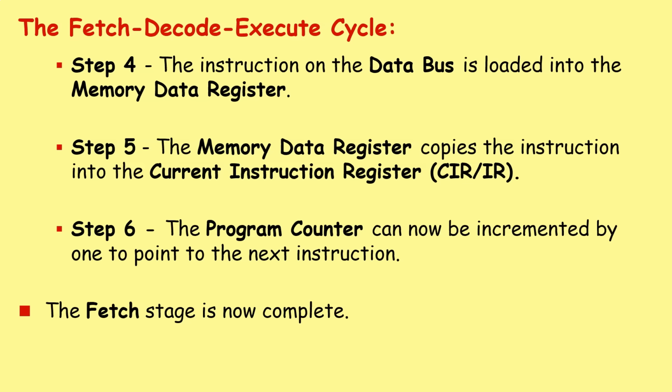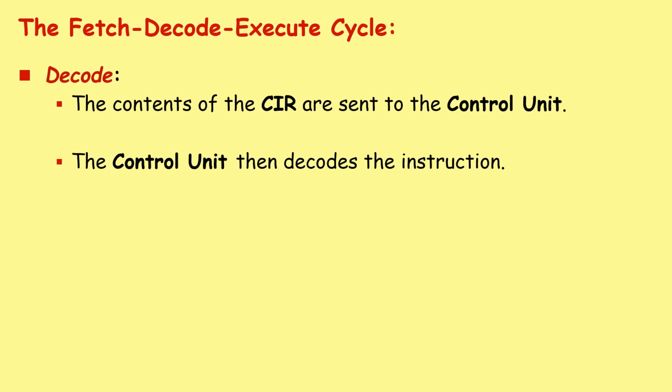Step 4. The instruction on the data bus is loaded into the memory data register. Step 5. The memory data register copies the instruction into the current instruction register. Step 6. The program counter can now be incremented by 1 to point to the next instruction, and the fetch stage is now complete. The decode stage. The contents of the current instruction register are sent to the control unit. The control unit then decodes the instruction.